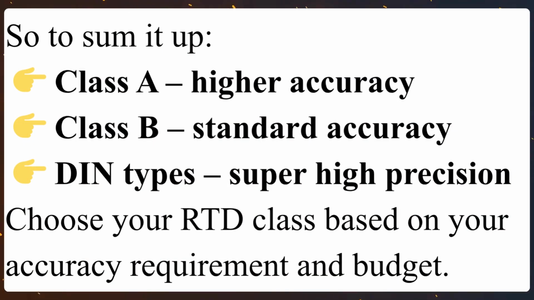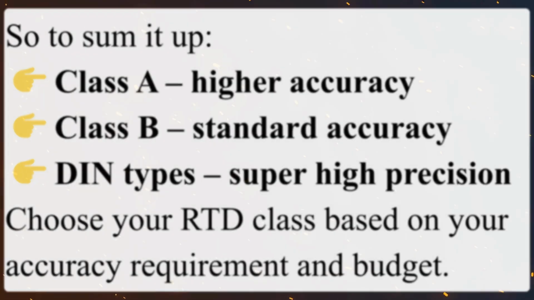So to sum it up, Class A is higher accuracy, Class B is standard accuracy, DIN types are super high precision. Choose your RTD class based on your accuracy requirement and budget.